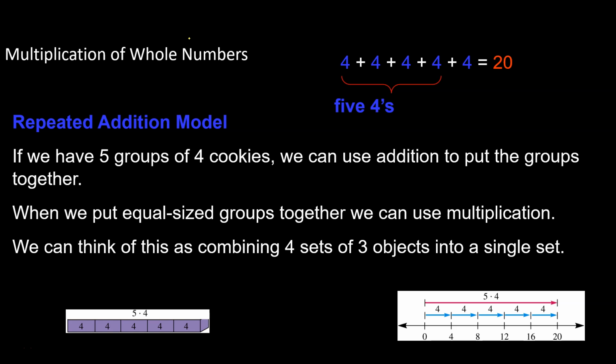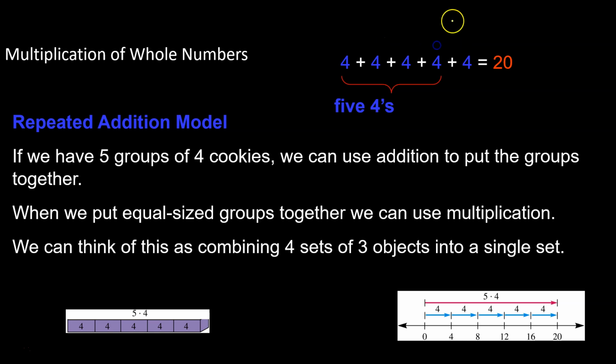We can model multiplication of whole numbers using repeated addition. So for a problem like, we have 5 groups of 4 cookies, we can use addition to put the groups together. So at the top of the screen, I have 4 cookies in each group, and I'm adding those groups 5 times because we said we had 5 of those groups.